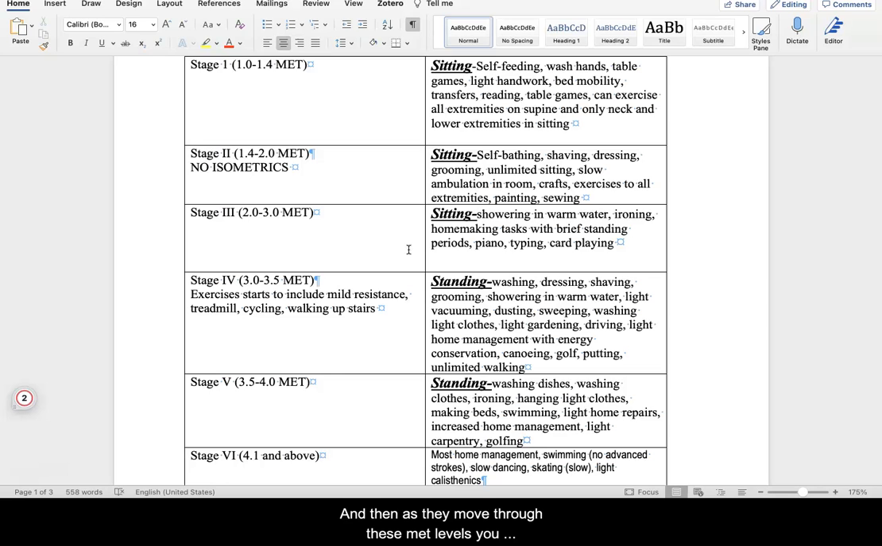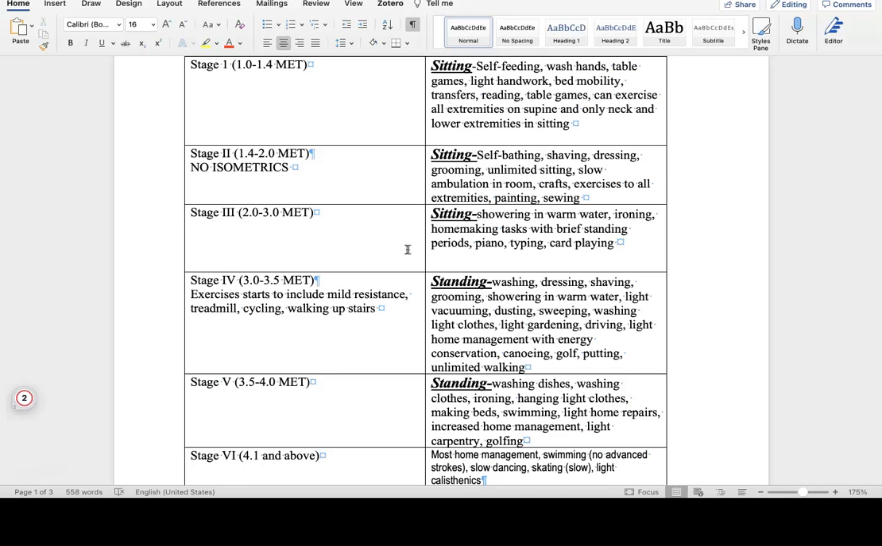And then as they move through these MET levels, you understand that they can do seated bathing, but they can't take a shower. When they get to MET level 2, they can do a seated shower, but they can't do a standing shower because it's too much exertion on their heart. So you need to understand these MET levels.